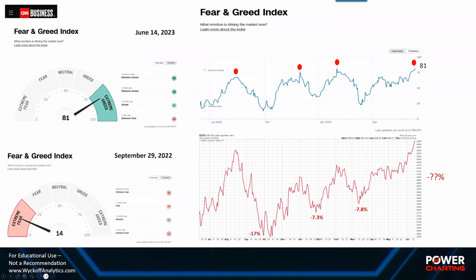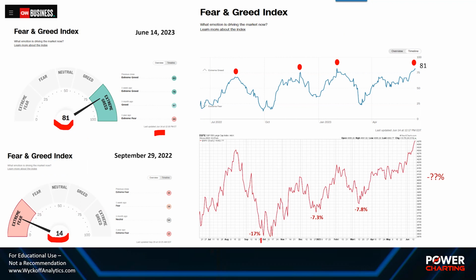It's such an interesting place at this time. And you can see here the fear and greed, which we've looked at in the past. Back in September of 22, it was at a very lowly reading of 14. Today, as of June 14th, it's 81. And that's important. We look for the high watermarks. Now, that doesn't mean this couldn't go higher. Let's hope that it does.